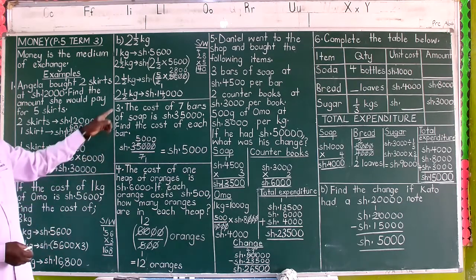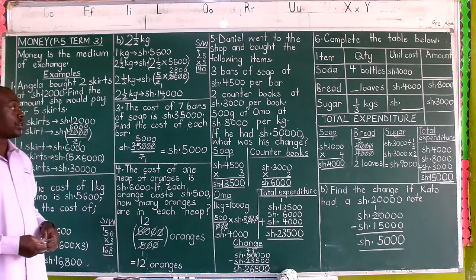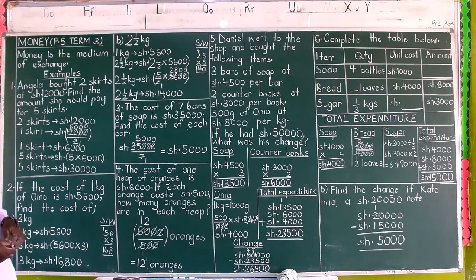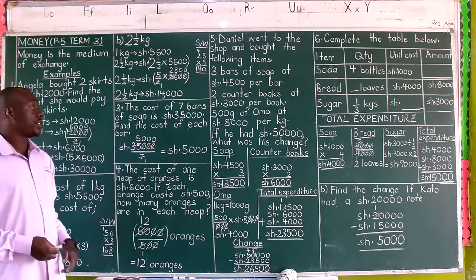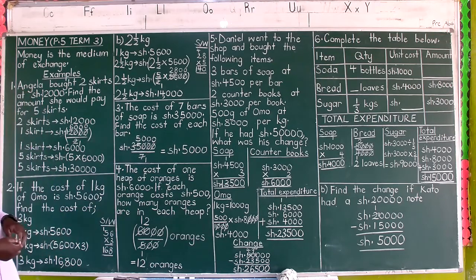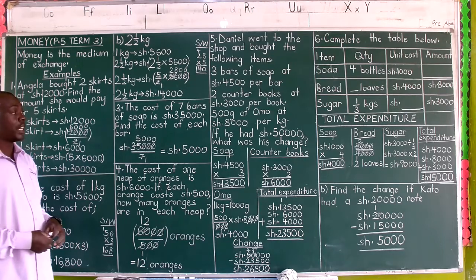So therefore, we go to the third example for today. The cost of 7 bars of soap is 35,000 shillings. Find the cost of each bar. So we have gone into another operation of division of money.